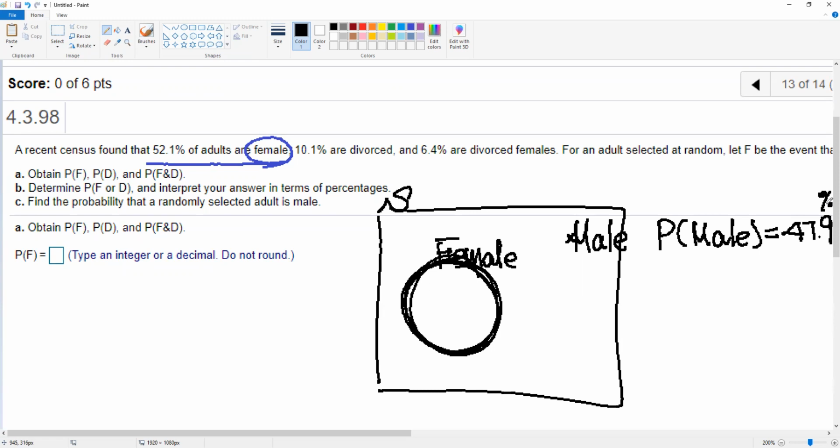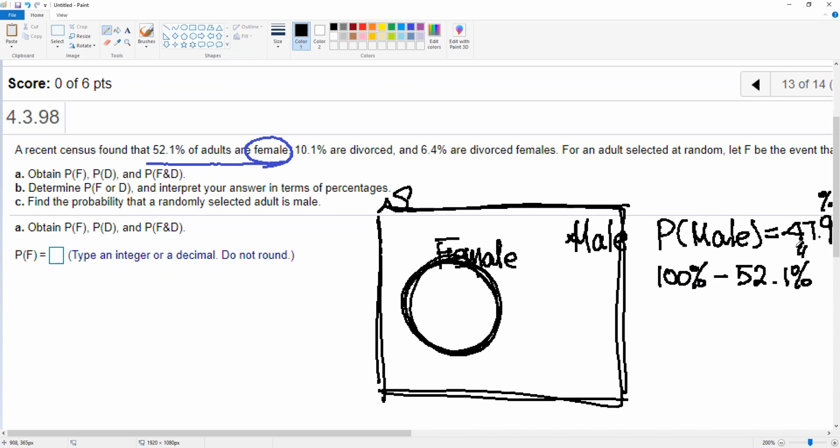How did I get this one? Because the whole sample space is 100%, and I subtract the females, 52.1%. That will be the others, males, 47.9%, right? So simply, from the percentage of females, we can get the percentage of males. Yeah, it's like this.